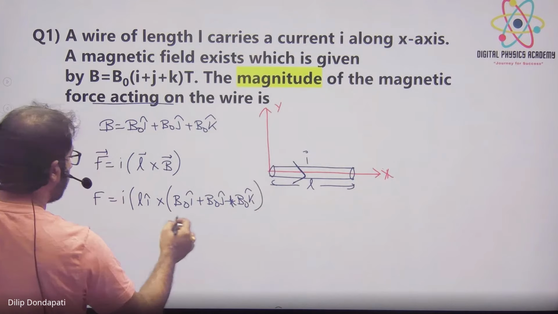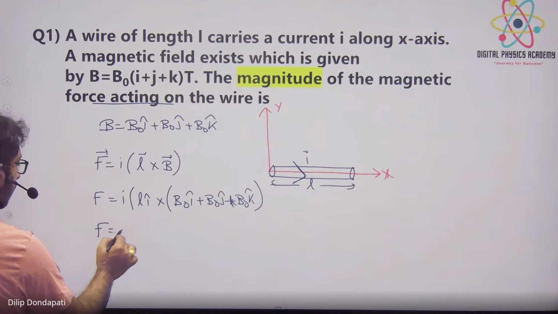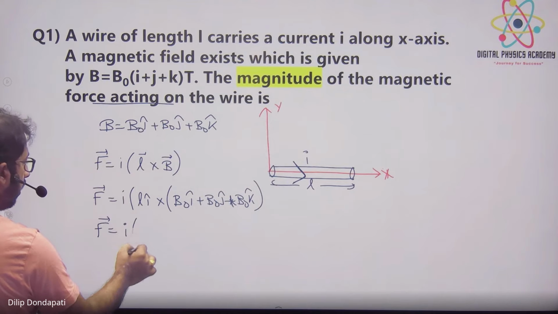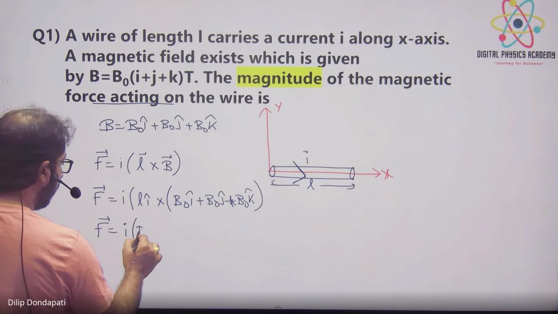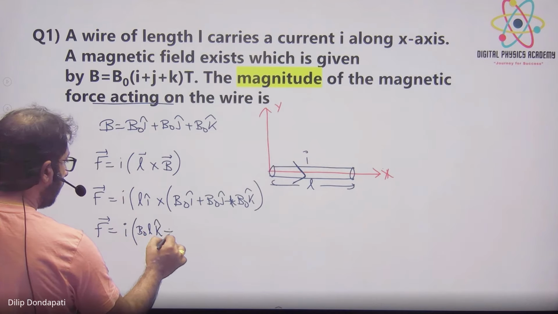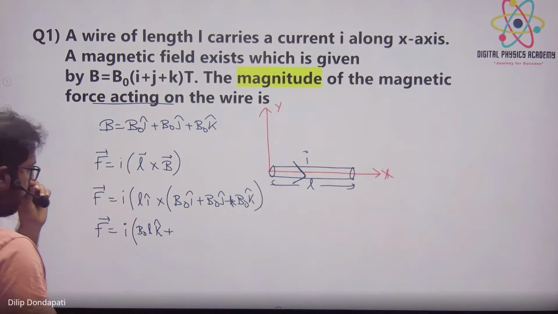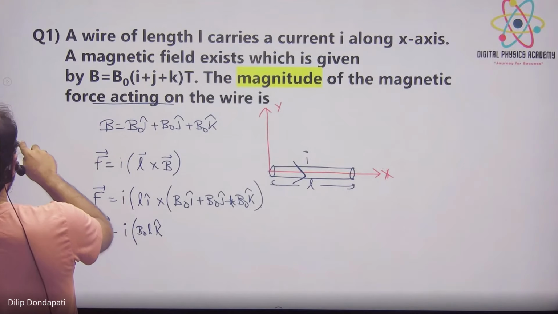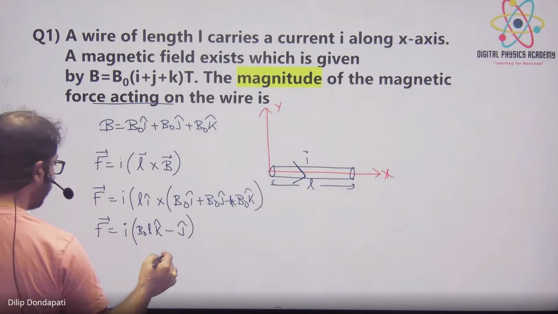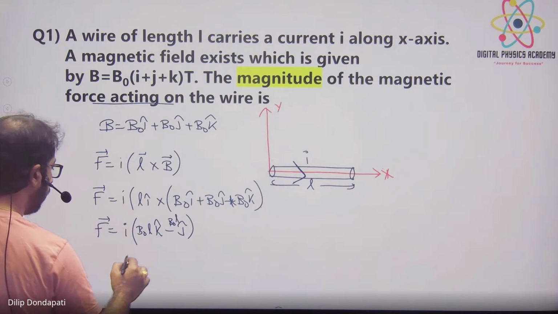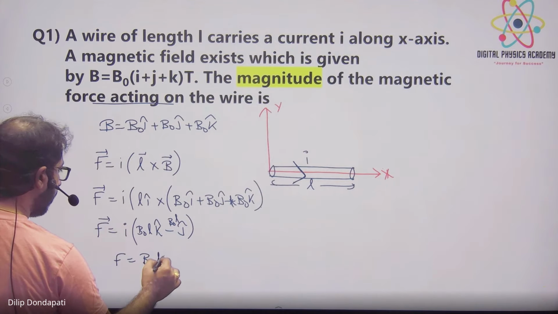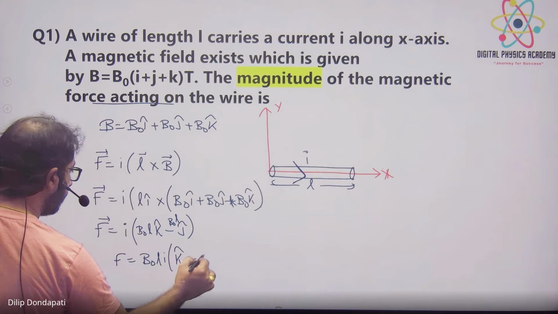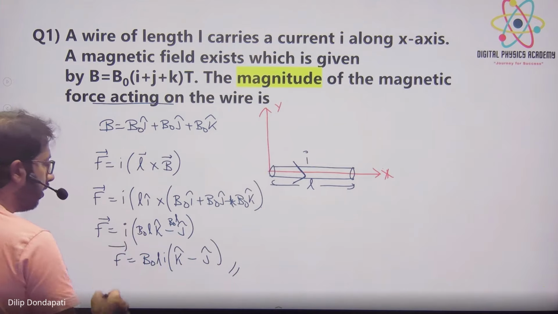Now tell me, what is i cross i? 0. Okay. i cross j is k, so B naught L k cap. Plus i cross k is, no, wrong, minus j. So it is minus. Finished. Therefore, F is equal to B naught I L, taking I common, k cap minus j cap. This is the force acting on the current carrying wire.